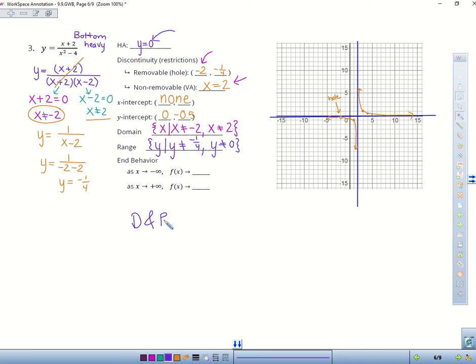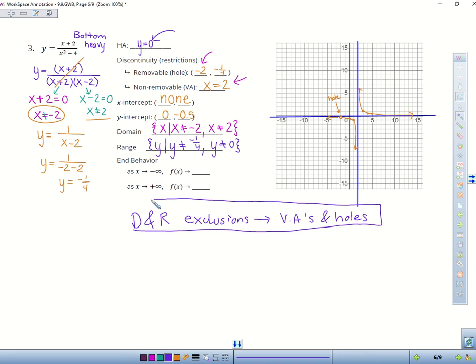So domain and range exclusions are based on vertical asymptotes and holes, okay? Sometimes you have one or the other, sometimes you have both, sometimes you have none. So if that helps you, feel free to write that down. Domain and range exclusions are based on vertical asymptotes and holes, okay? Anything y related is going to be dealing with the range. Anything x related is going to be related to the domain. Wait, what's V.A? Vertical asymptotes. So you all understand that statement, what it means?